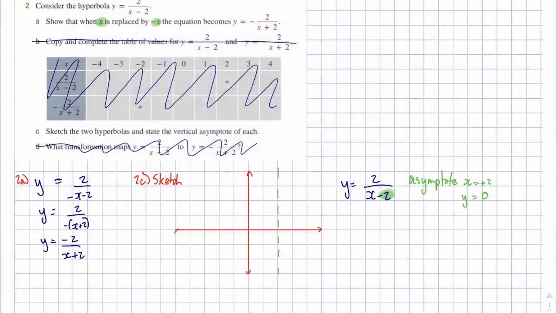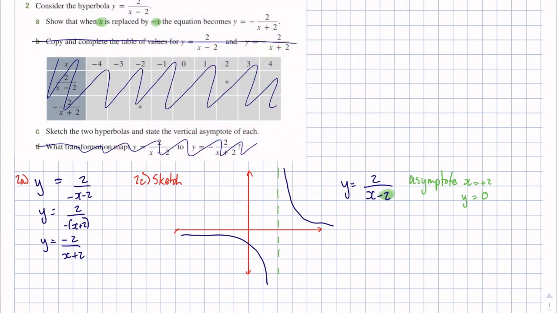So this time, it's going to go like that. I'm not going to be too accurate. And the y-intercept, nope, they haven't asked me to find the y-intercept. So I'm going to leave that alone.